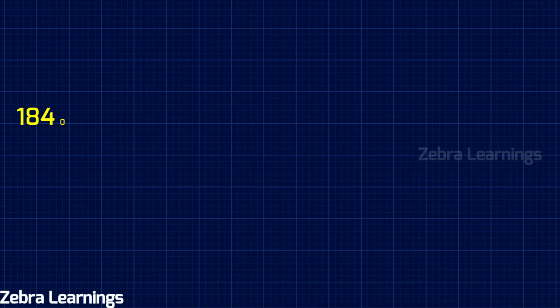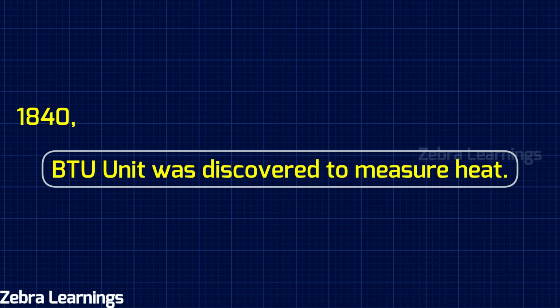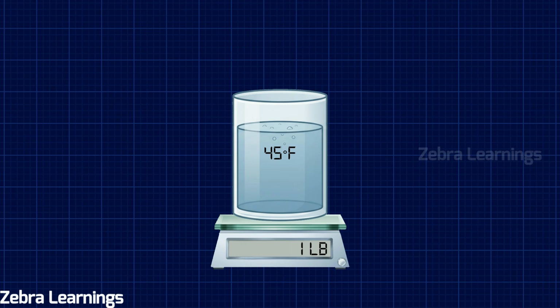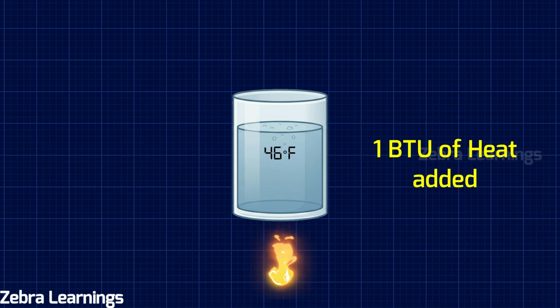Back in 1840, a specific unit was discovered to measure heat, and that unit is the BTU. To understand it, let's take 1 pound of water, note its temperature, and then apply heat to it. If the water temperature rises by 1 degree Fahrenheit, it means exactly 1 BTU of heat transfer has occurred. Essentially, the amount of temperature rise tells you how many BTUs of heat have been transferred.